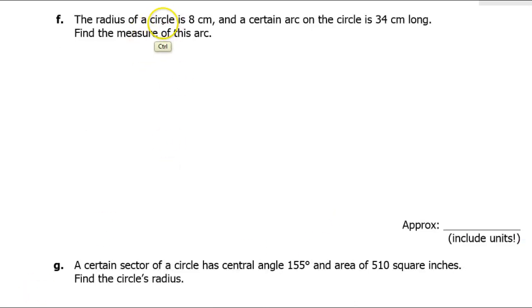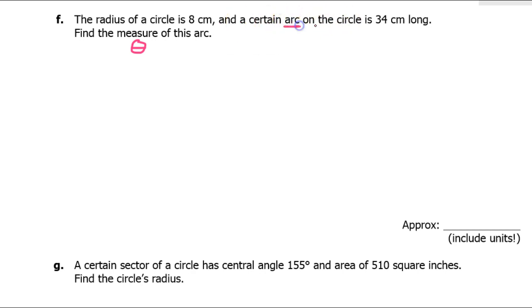The radius of a circle is 8 centimeters. A certain arc on the circle is 34 centimeters long. So we've got arc length here. Find the measure of this arc. The measure of the arc, that's theta. That's what we're looking for. So we're given arc length.